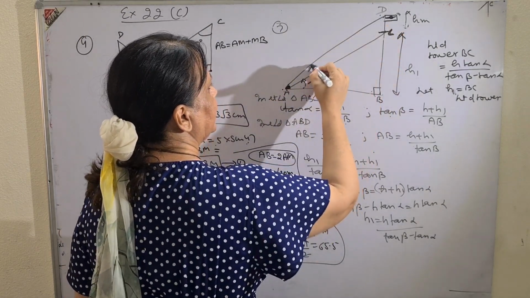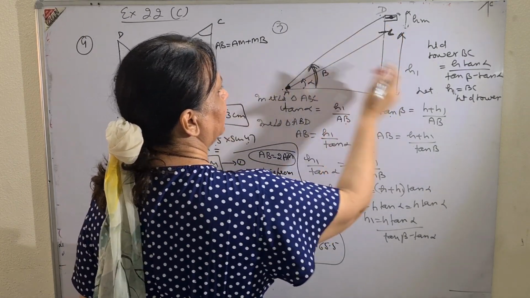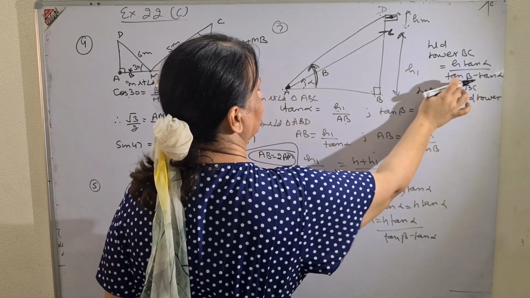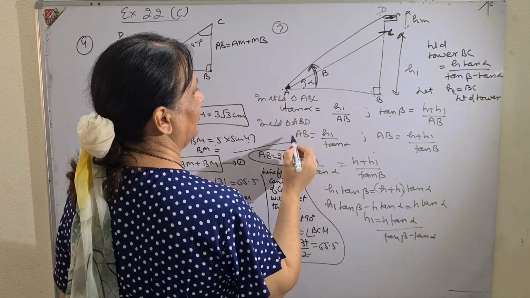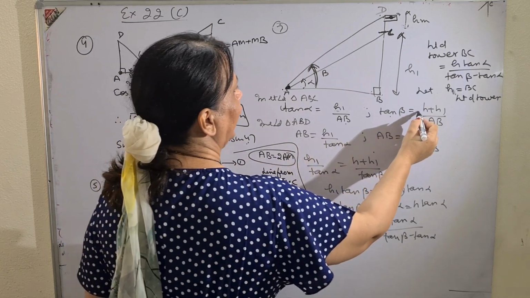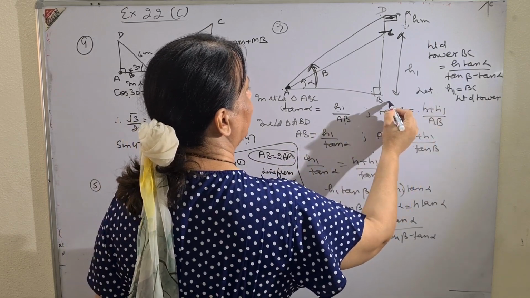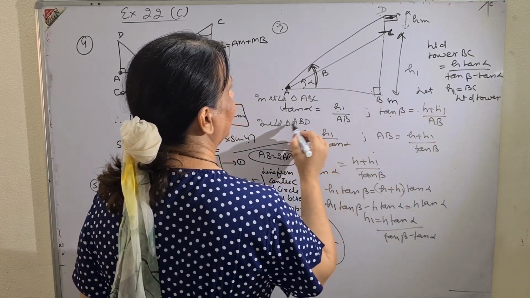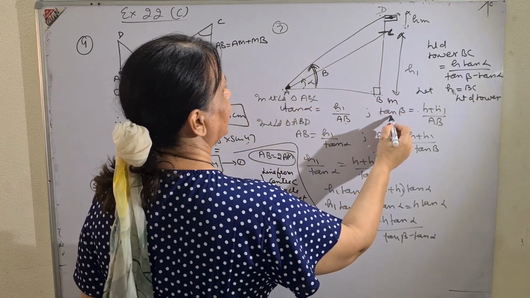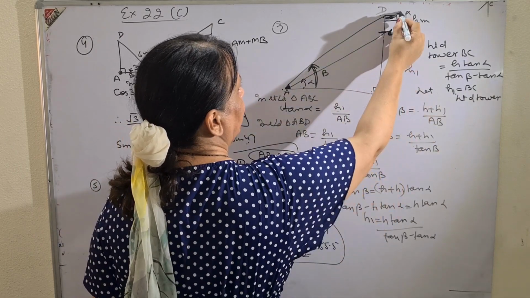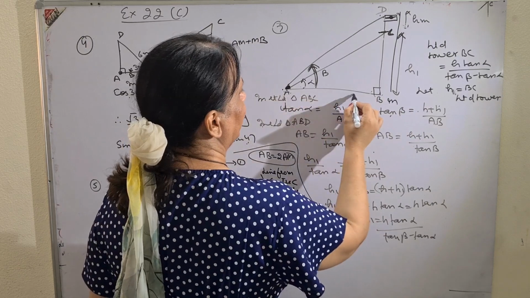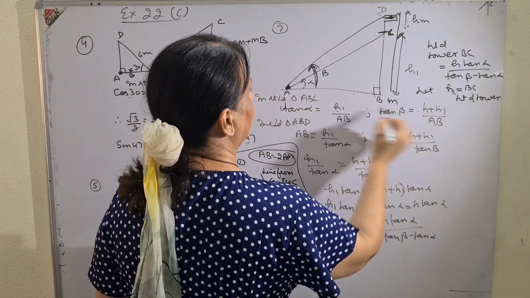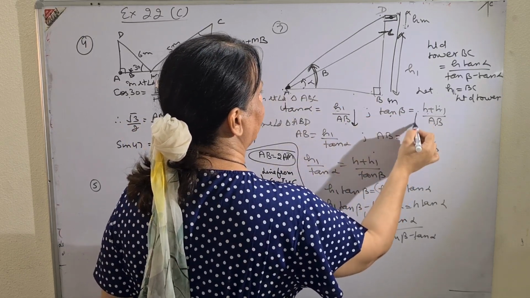ABD. Tangent beta, again I will take tangent beta because I need it in the expression. So tangent beta will be equal to h plus h1 over AB. Please mention the triangles. In right angle triangle ABD, tangent beta is equal to total perpendicular over base, h plus h1 over AB. From both the expressions I will take out AB.